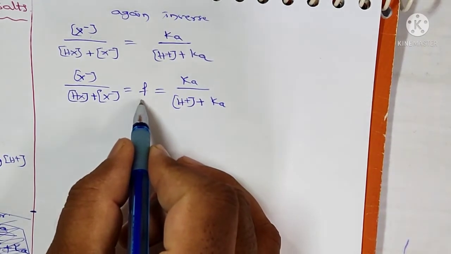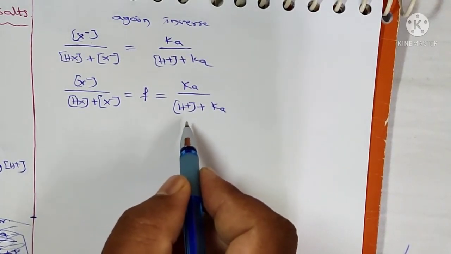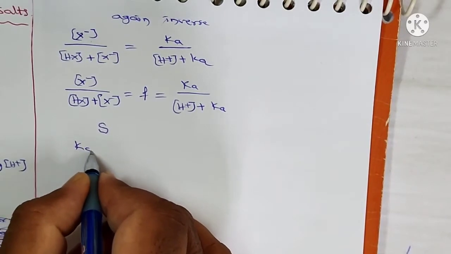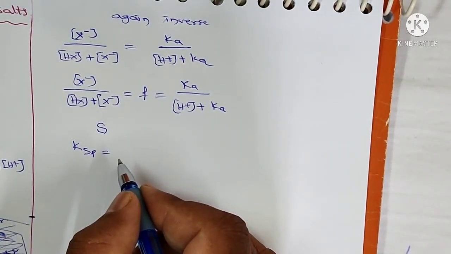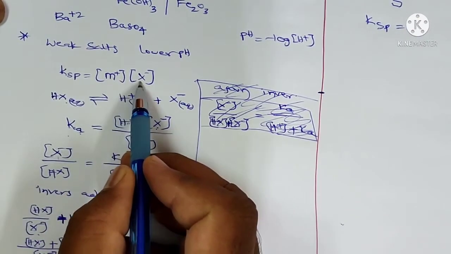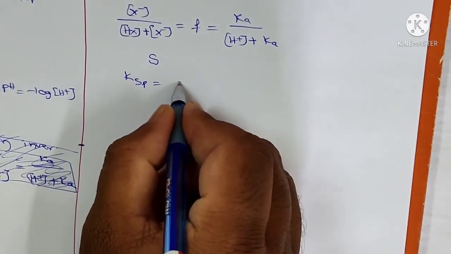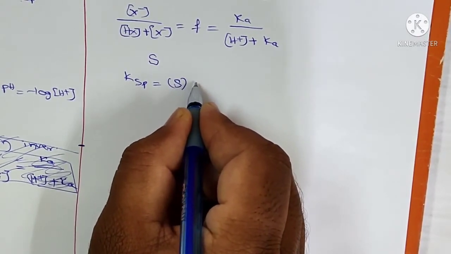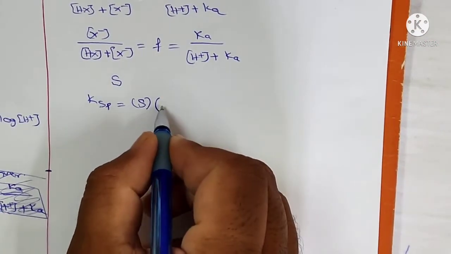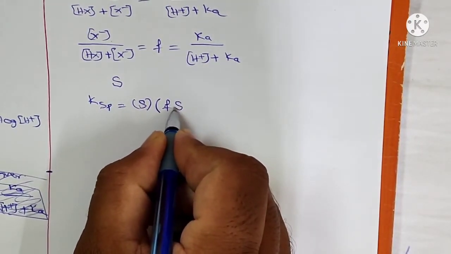So here F is the factor. That F factor decreases as pH decreases. If S is the solubility of salt at a given pH, then Ksp is equal to the molar solubility of cation and the molar solubility of anion. So Ksp is equal to cation concentration and anion concentration. The molar solubility of cation is S, and for the anion, the factor is F, so its molar solubility is F times S.